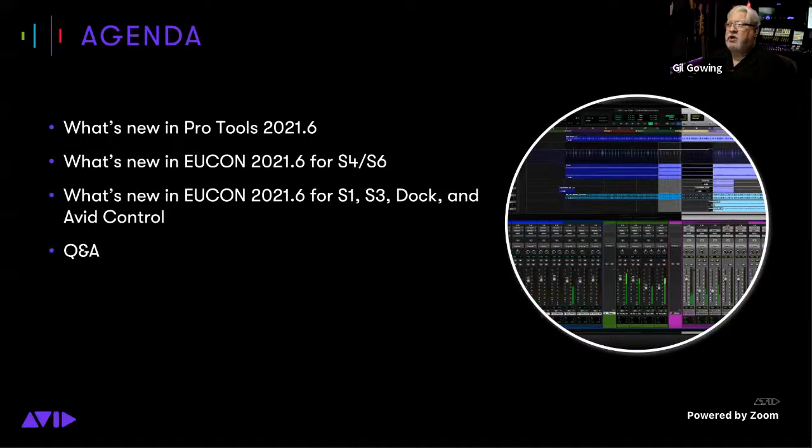So just real quick, I want to talk about what we're going to be covering today with our agenda. First off, we want to take you through what's new with ProTools 2021.6, which came out a few weeks ago now. And then EUCON 2021.6. We're going to talk about what's new for S4 and S6, as well as what's new for EUCON 2021.6 for S1, S3, Dock, and Avid Control. And then, like I said, at the end of the presentation, we will answer those questions that we get from the Q&A.